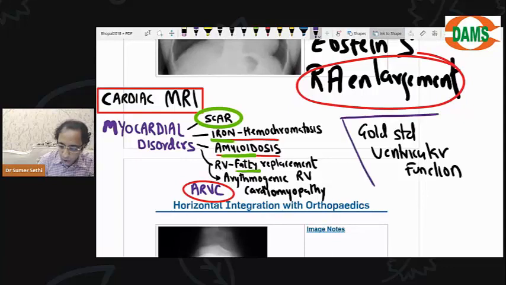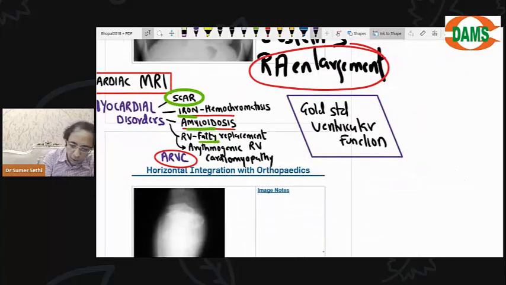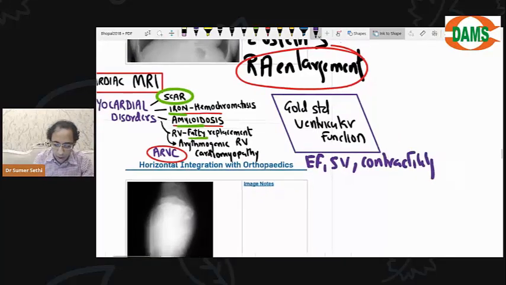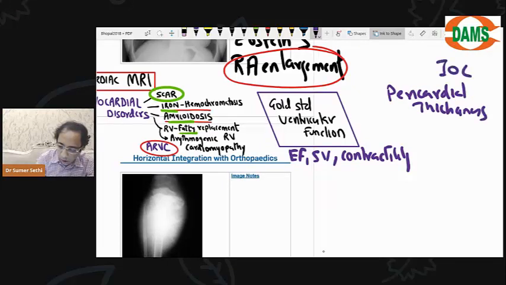MRI को गोल्ड स्टैंडर्ड माना जा सकता है वेंट्रिकुलर फंक्शन का. It can tell you the ejection fraction. वेंट्रिकुलर फंक्शन का क्या मतलब होता है? वेंट्रिकुलर फंक्शन means things like ejection fraction, stroke volume and cardiac contractility. MRI is also indicated to assess pericardial thickness and cardiac tumors.